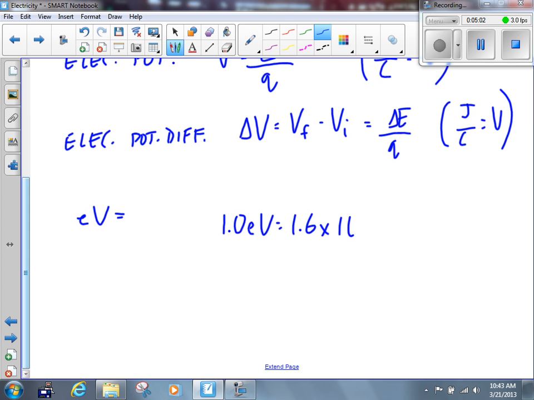1 electron volt ends up being equal to 1.6 times 10 to the minus 19 joules. That's how much energy in joules an electron would gain or lose as it went through a potential difference of 1 volt. So therefore, we're going to define that as being 1 electron volt. You got to do conversions here.